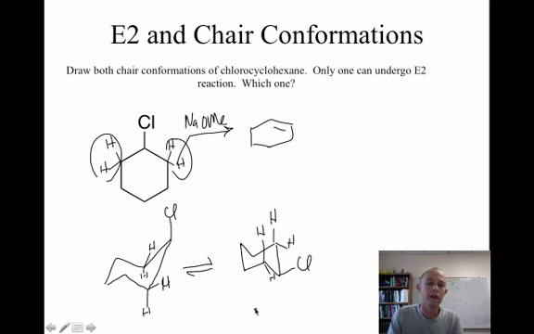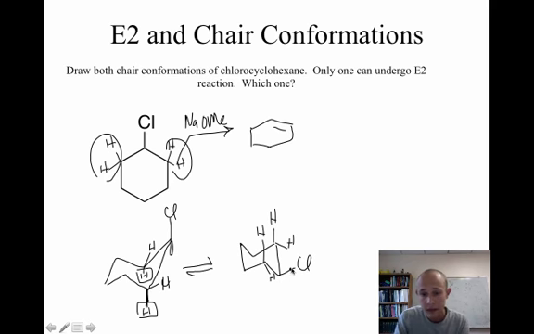So if we're looking down, if we're remembering that this is the anti-bonding orbital for the chlorine, then this hydrogen CH bond here is lined up perfectly. So this is anti, this one can get eliminated. This one is not. This hydrogen cannot undergo elimination. This one can. This one cannot. So these two hydrogens can be removed by a base to form the alkene product.